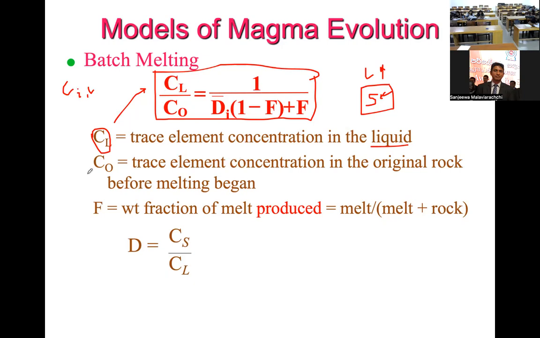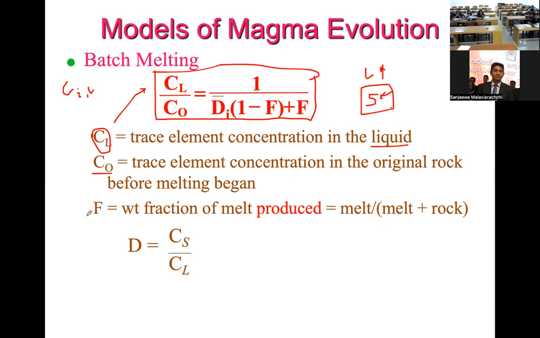Okay, and C0 means trace element concentration in the original rock before melting began. That means the source rock. The source rock here, before this residue formed, before this melt escaped from there, is the original composition of the same element, right? So for example, consider we take lanthanum. So the composition of the lanthanum in the liquid divided by the composition of the lanthanum in the source rock, the original mantle in this case, if we are taking mantle melting.